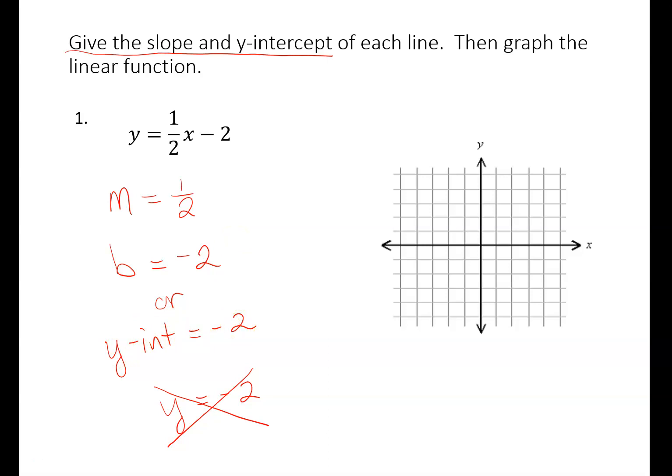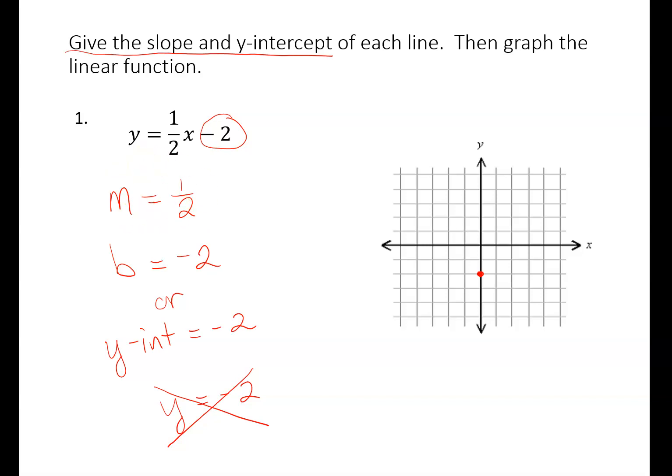So to graph it, we will go to -2 on the y-axis. Put a point there. So anytime you're using the slope-intercept method, the very first point that you plot should be on the y-axis, never on the x. Okay? Whatever this number is here, you go to that number on the y-axis. Now, we want to get more points to make a line. So then we come and look at our slope, 1/2.